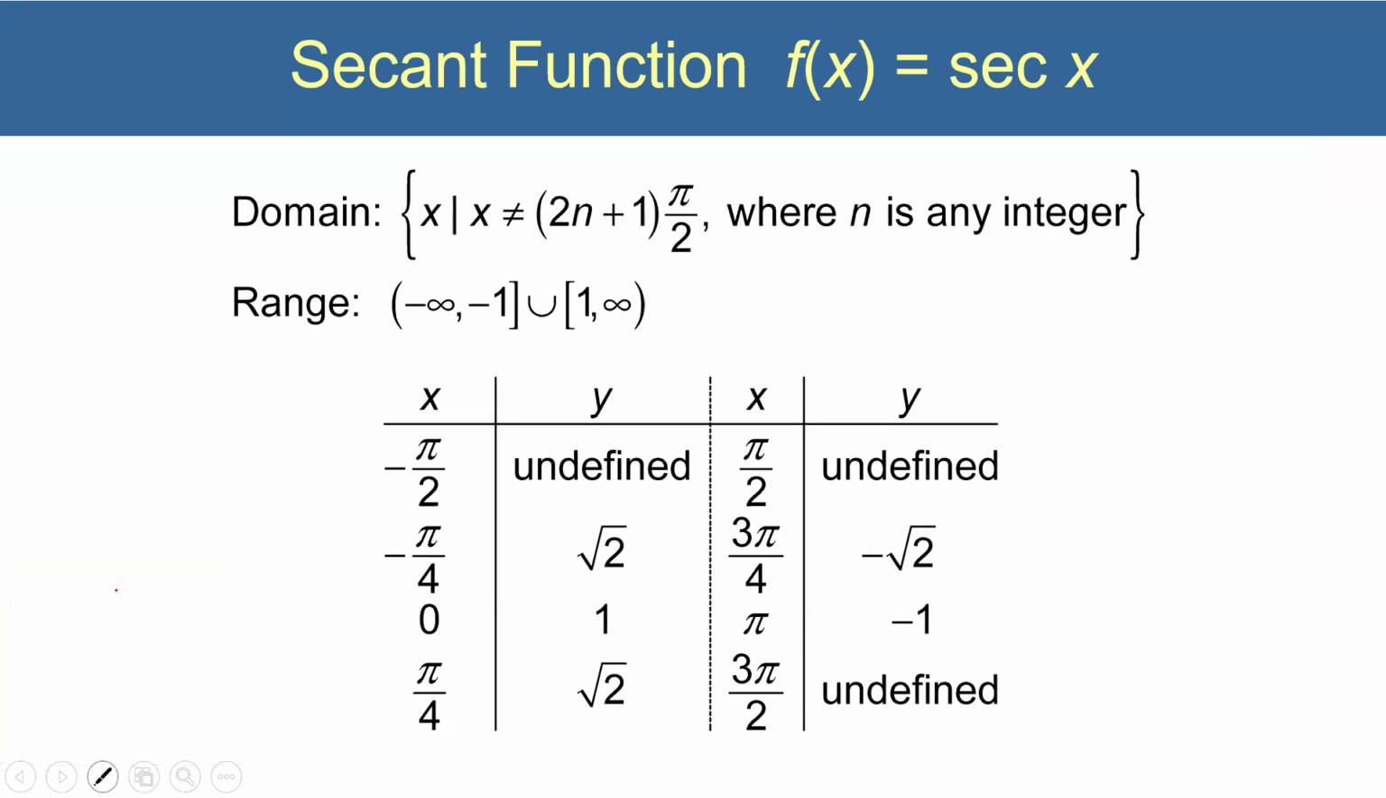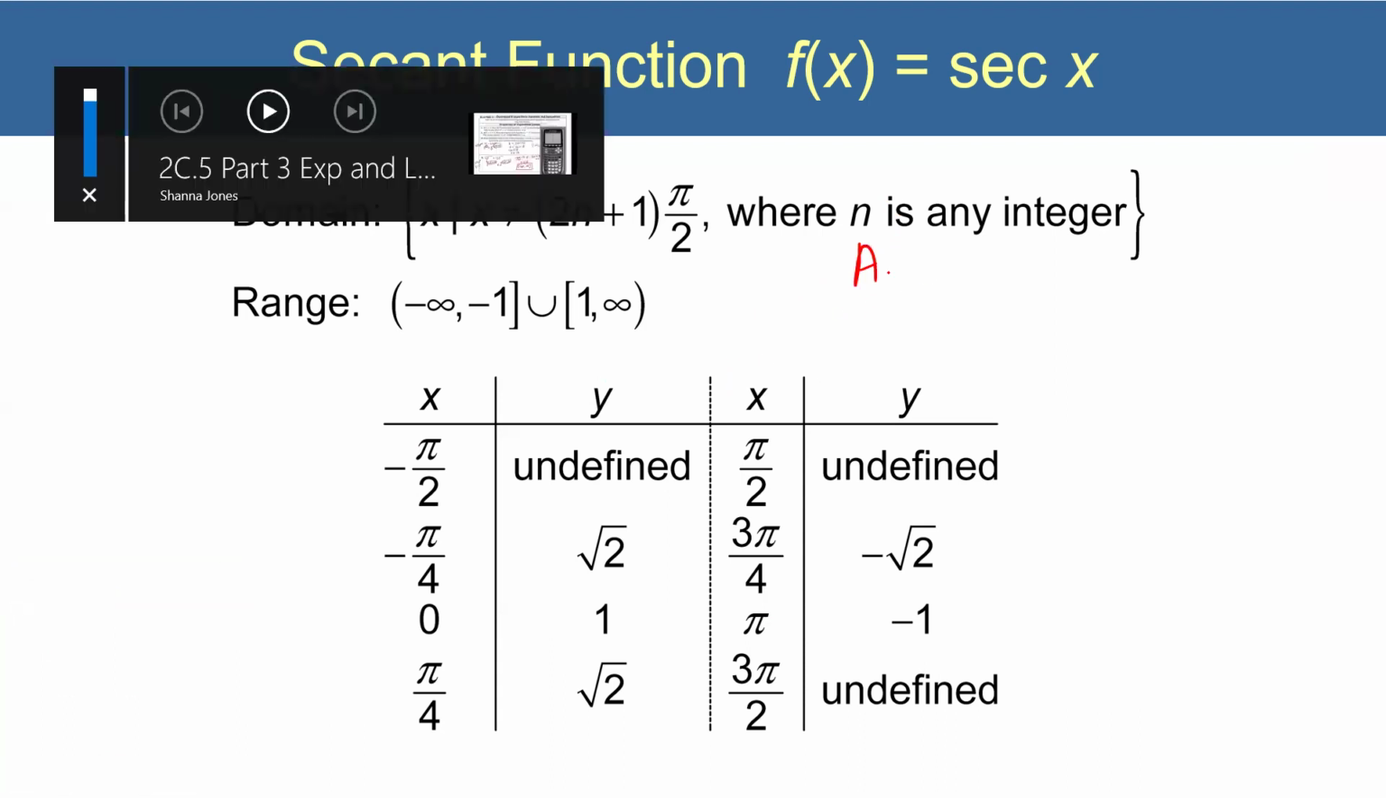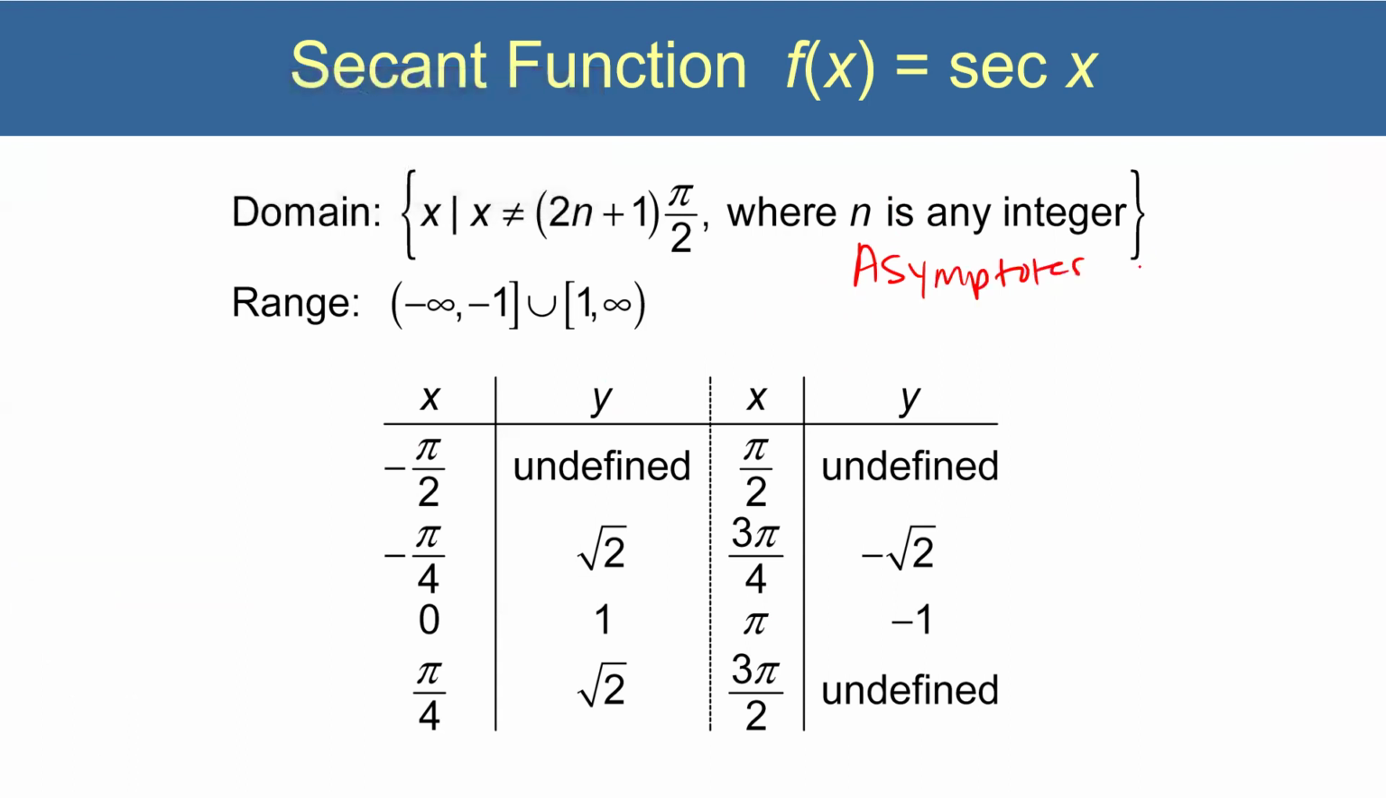All right, and that's because we have asymptotes. And our asymptotes are going to be at our odd numbers of halves. So pi over 2, 3 pi over 2, 5 pi over 2, and keeps going from there, okay? So that's where your asymptotes reside. You have vertical asymptotes. Your range is from negative infinity to negative 1 and 1 to infinity. Notice that it is a bracket at 1, so it is defined at 1.